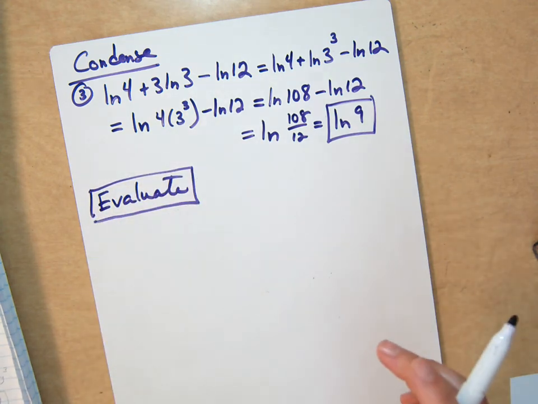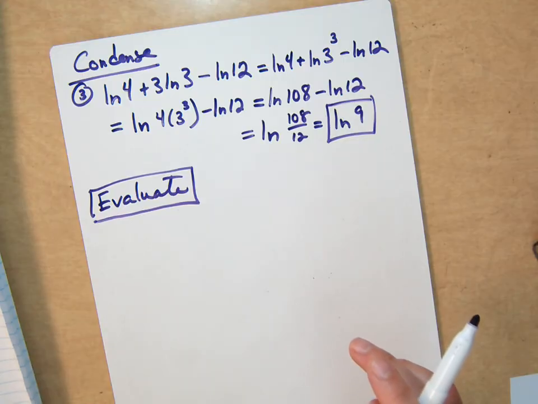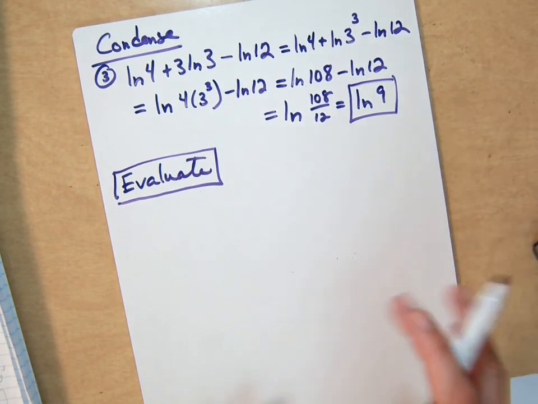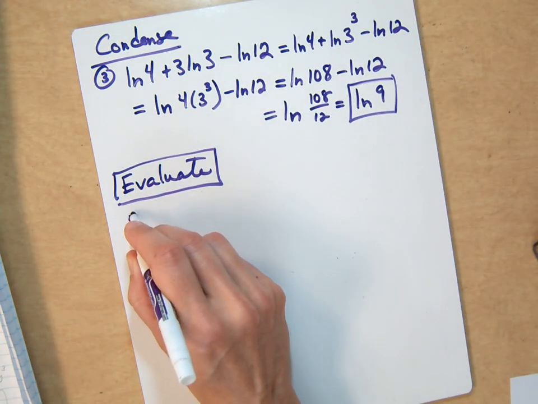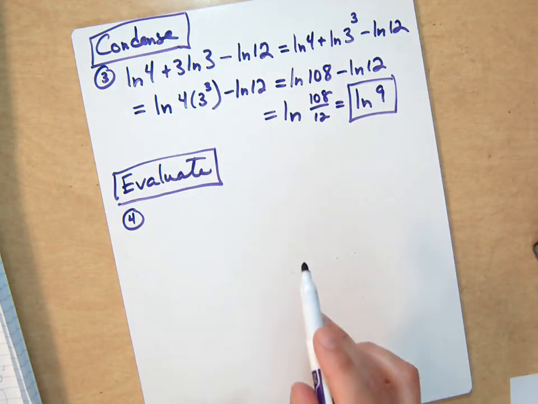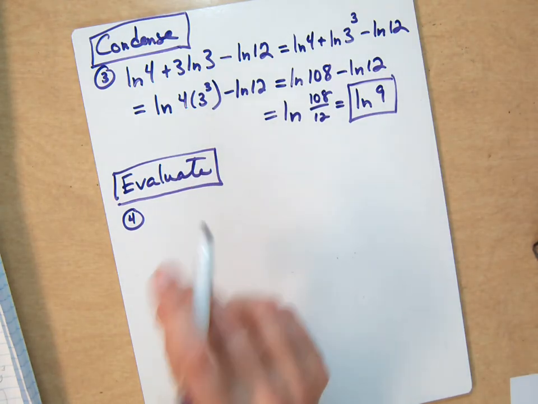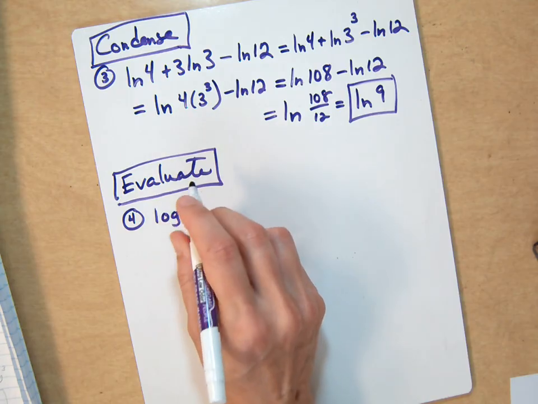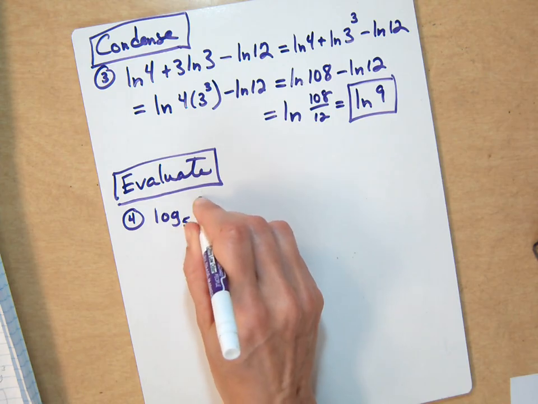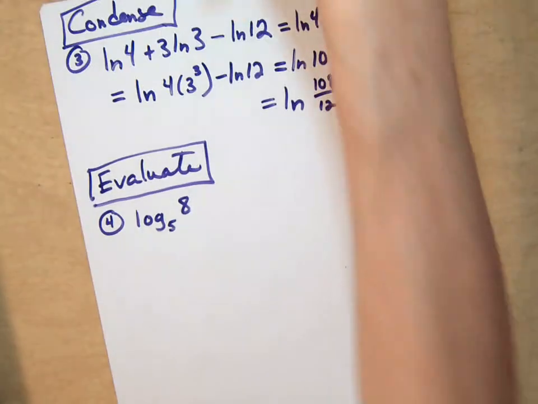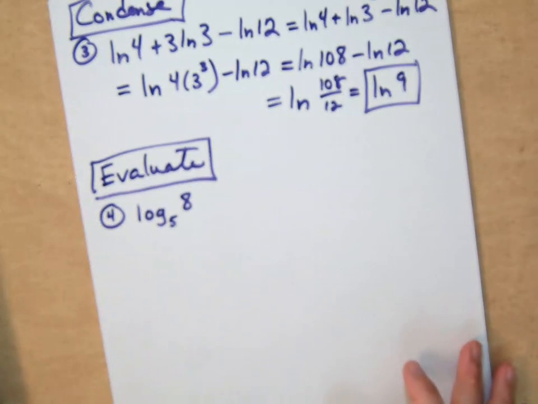This is our last skill, and is also super important, and this leads us to the change of base formula. So we did expand, condense, and now we're doing evaluate. So log base 5 of 8. Okay, so log base 5 of 8.